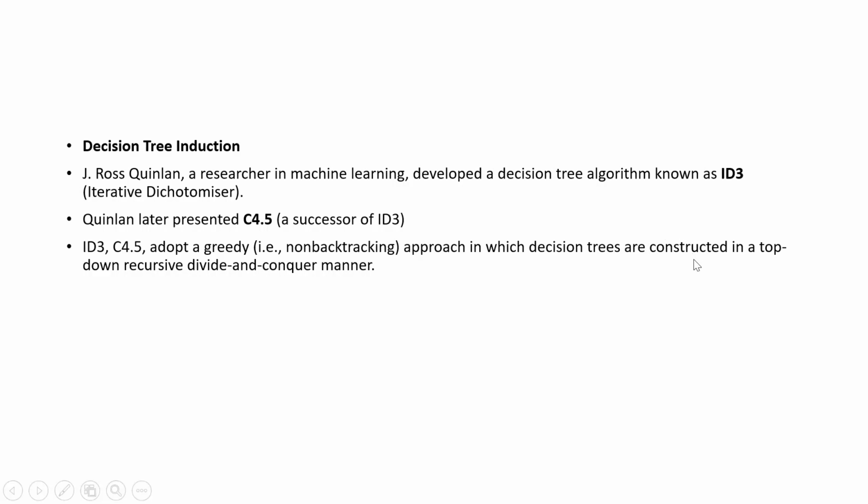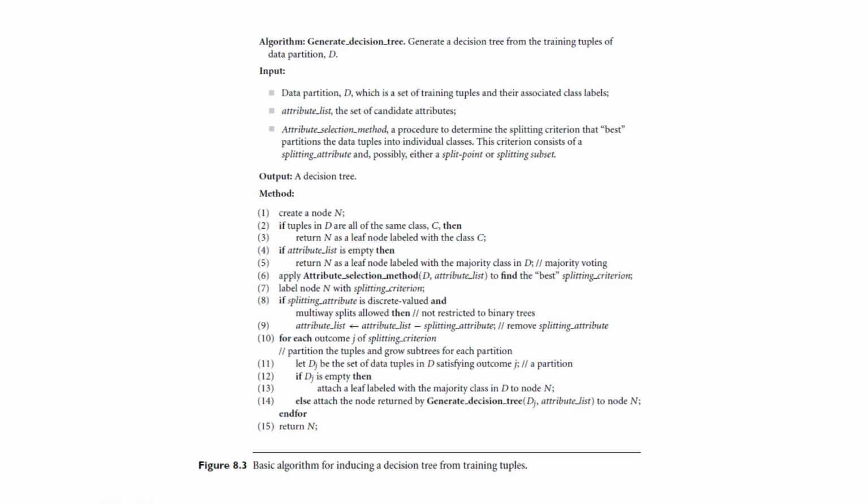So, the decision tree is constructed in a top-down recursive divide and conquer manner. Okay, so how do we do it? This is the algorithm, generate decision tree. What is the input to this algorithm? We have data D, which is a set of training tuples and their associated class labels. Then you are also given a set of attributes. How do you describe each of the data items? That is using the set of attributes.